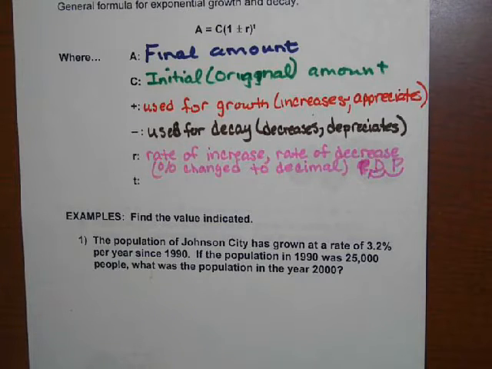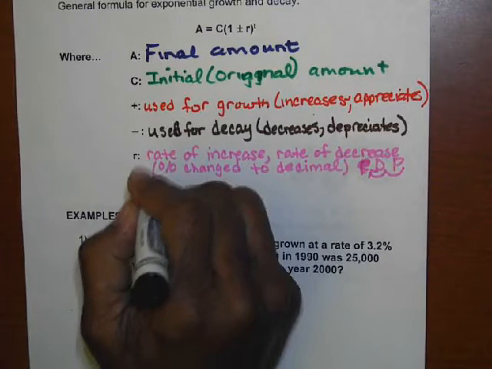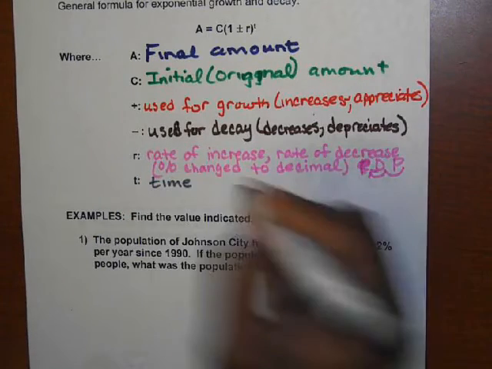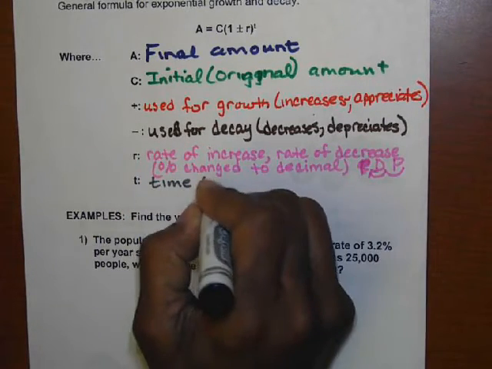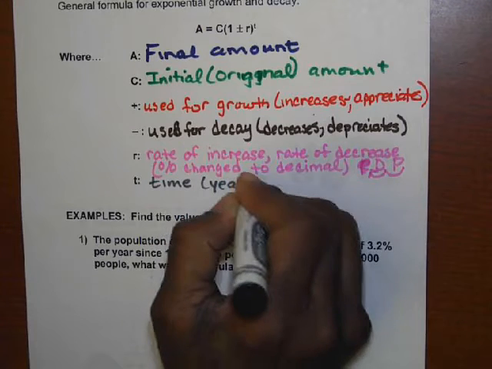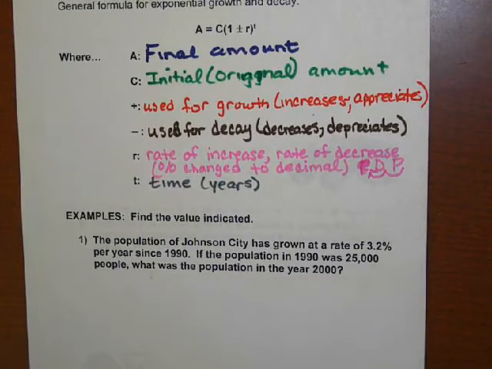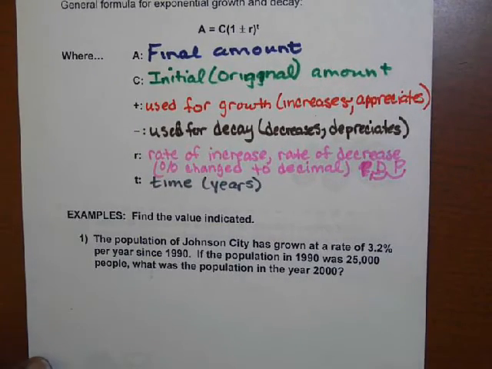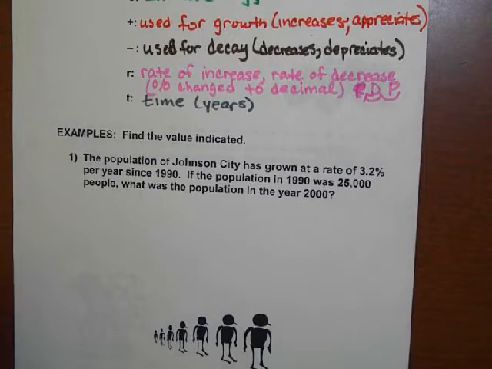Okay? And then we are going to have our time. Running out of colors here. Our time is the variable t, and this is going to be our time in years. So if we have months, we need to change those months to a decimal equivalent of a year, unless otherwise indicated. Alright? Okie-dokie. Let's get going.